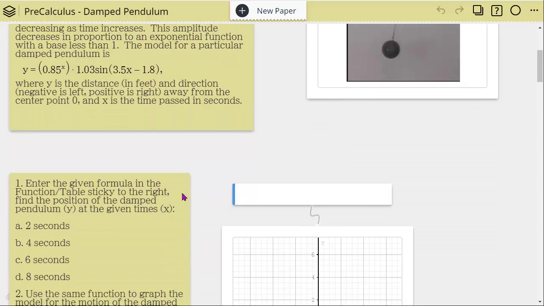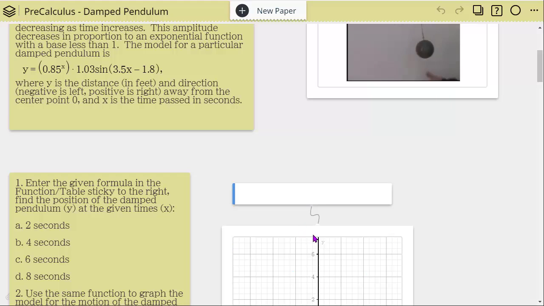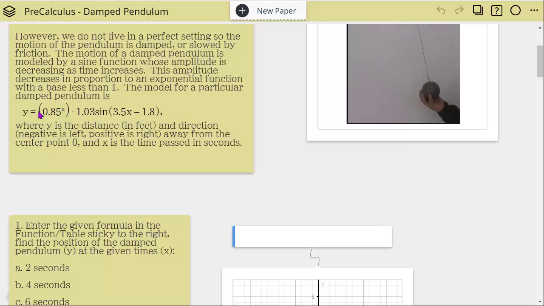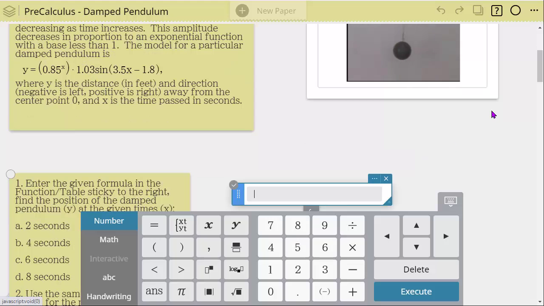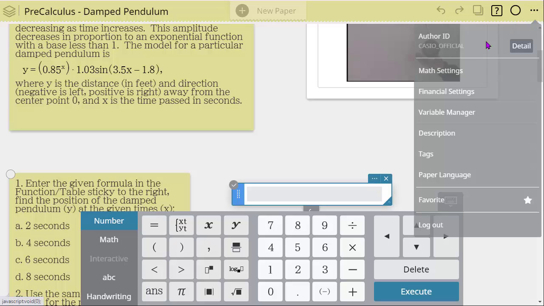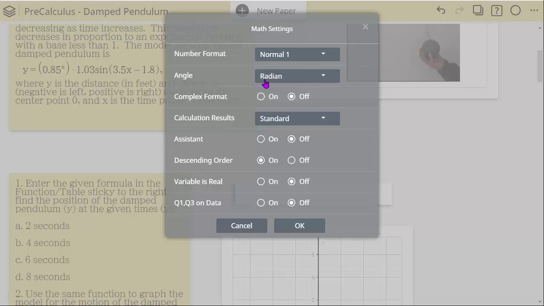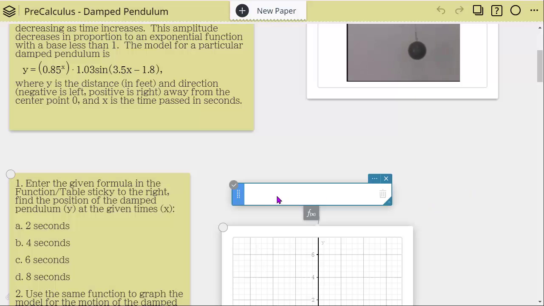So the first thing they're asked to do, and this is where we're going to be using the graphing feature of Classpad.net, is to actually plug in this equation here. So I'm going to do that, and to do it, one thing you want to check, okay, so there's settings for the whole paper, and anytime you see three dots on anything, on a sticky, whatever, that means settings. And so if I just check math settings, I want to make sure that my angles are in radians, not degrees, which is good, it is. And now we can enter this.